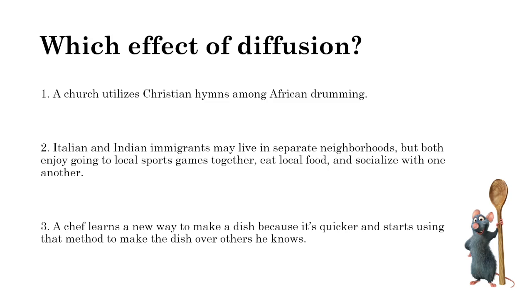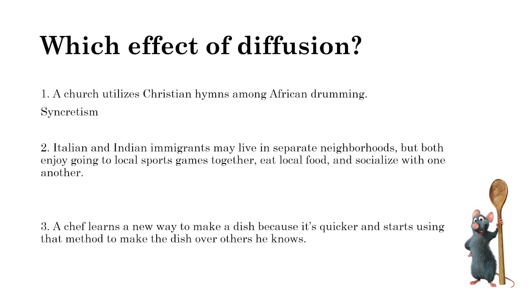So let's review what we just learned very quickly and go through these three examples and identify the effect of diffusion. So the first one here, a church utilizes Christian hymns among African drumming. So they have different cultural traits here that have kind of blended together for their worship. It's blended together and mixed to create this genre of music. And when we think of that blending, that mixture, we think of syncretism here.